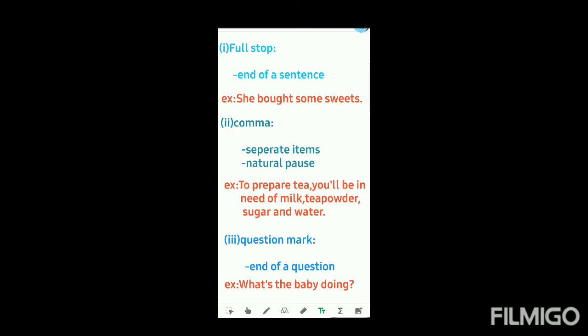Your third punctuation mark is the question mark. Question marks are commonly used to indicate the end of a question, and it is used in interrogative sentences. So if you skip these marks, the interrogative sentence that you are framing is completely meaningless and it goes into error. So, example, what's the baby doing? How old are you? And what's your name? All these commonly used interrogative sentences should end with a question mark.